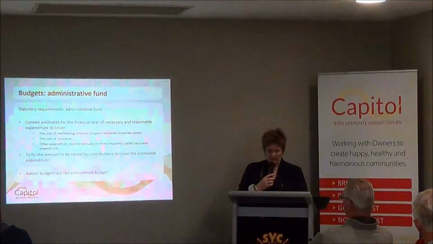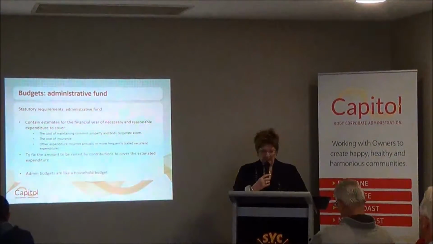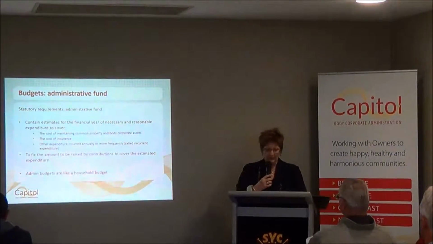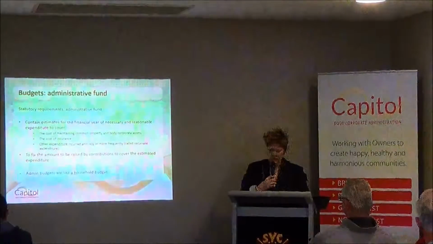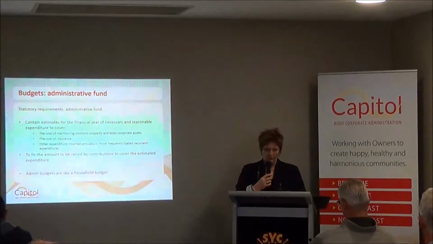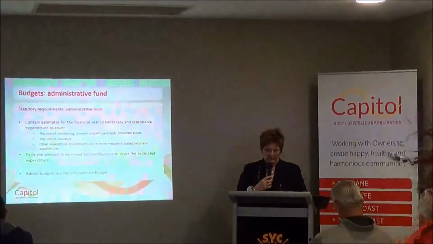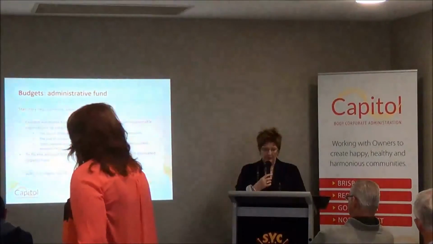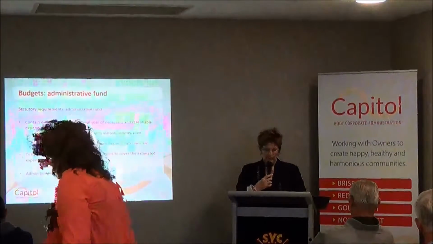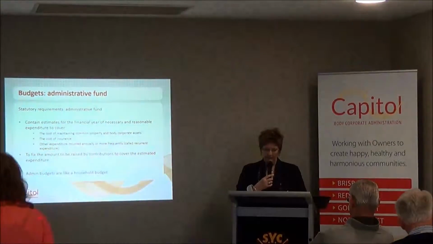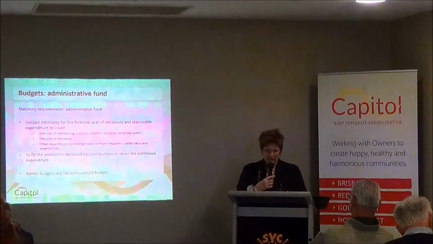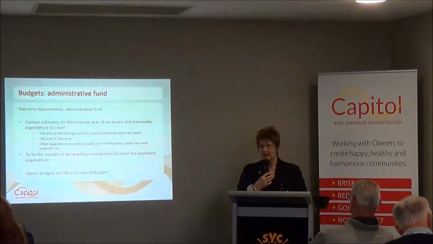So if you'd like to turn over to the page for administration, that's the statutory requirements. It has to contain your financial year end. It's necessary to cover all sorts of expenditure on the common property area and your assets, including your insurance. Also, you need a budget set to make sure that we cover the most frequent annual expenditures, such as community power, insurance, and grounds and gardens.